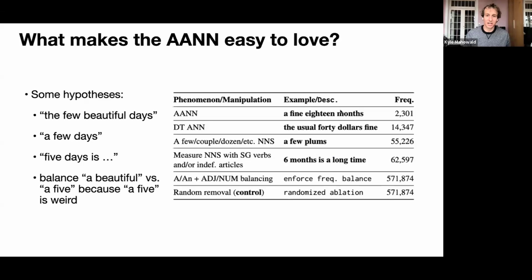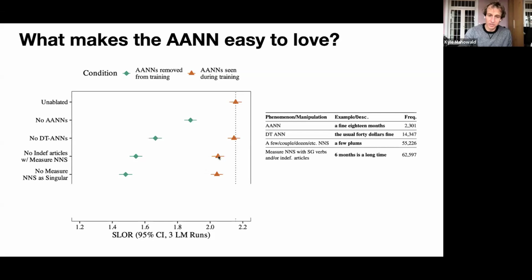What's special about it? So we had some hypotheses, which is that there's other stuff in the language, right? It's not just that constructions exist in isolation. There are other things in the language that seem like they support this, right? So you also can have things like a few plums, or 6 months is a long time, where a measure phrase is treated as singular. And I'm not going to go into a ton of detail on this, but these are much more frequent. Something like where a measure phrase is treated as singular is much more frequent than the AANN itself. And if we get rid of these more frequent things, those actually show quite significant hits on performance.